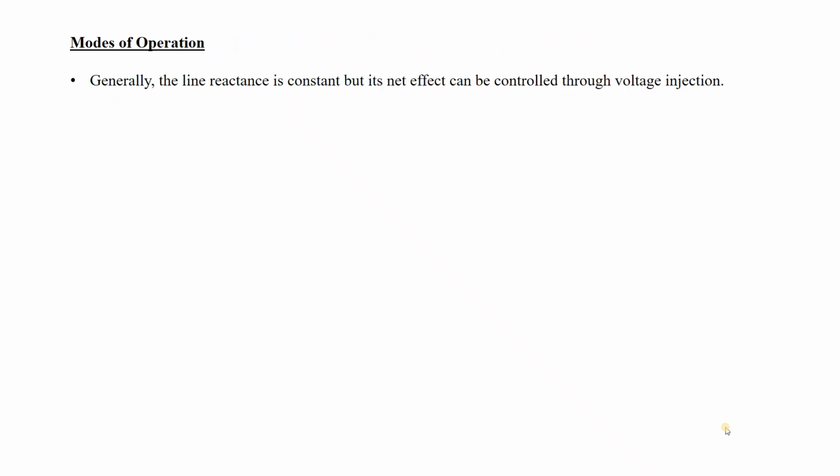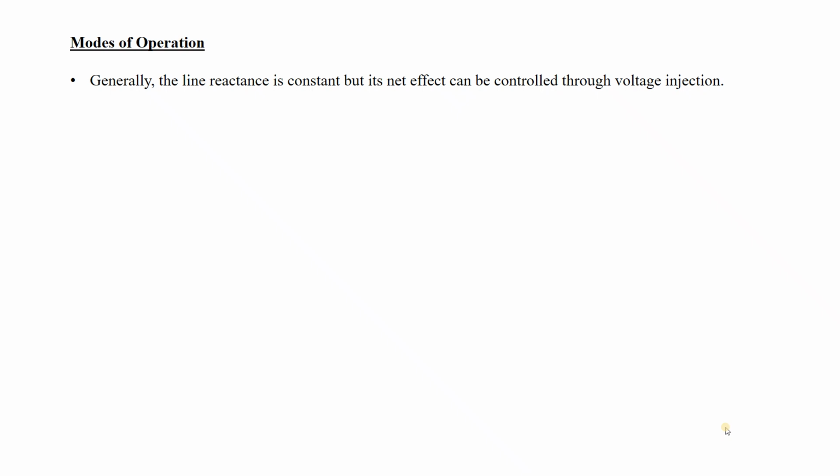Now, the mode of operation of the SSC. Generally the line reactance is constant, but its net effect can be controlled through voltage injection. That means the line reactance is constant because we cannot control the reactance of the line. What is the application of the SSC? We all know it is for reactive power compensation, and it can also inject power into the line.